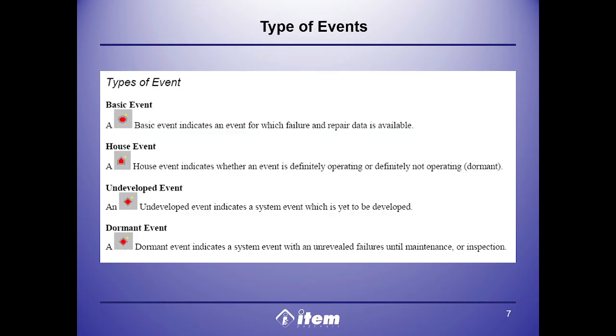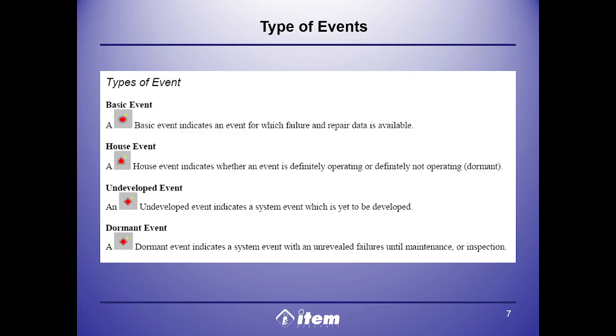Next, we have the house event. These act as logical switches that can be set to true or false. They are incredibly useful for modeling different system configurations or operational phases without needing to rebuild the entire tree. We also use undeveloped events as placeholders. These represent failures that we have chosen not to analyze in detail, perhaps because they fall outside our current scope or we lack the necessary data to break them down further.